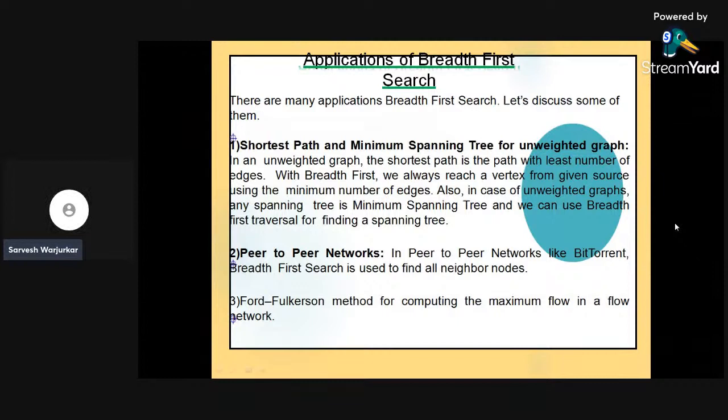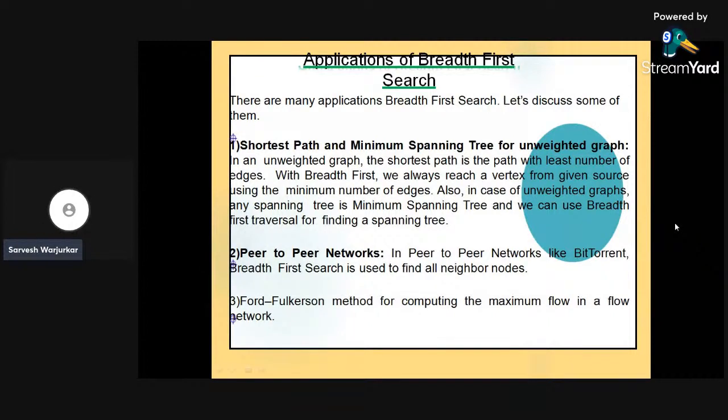Peer-to-peer networks are another application, like your LAN connections and BitTorrent. The breadth first search algorithm is used to find all the neighbor nodes. Whenever you are connected in computer networking, the minimum cost spanning tree or MST, by applying say Kruskal's or Prim's algorithm to find the minimum cost of that spanning tree, makes all these connections possible.